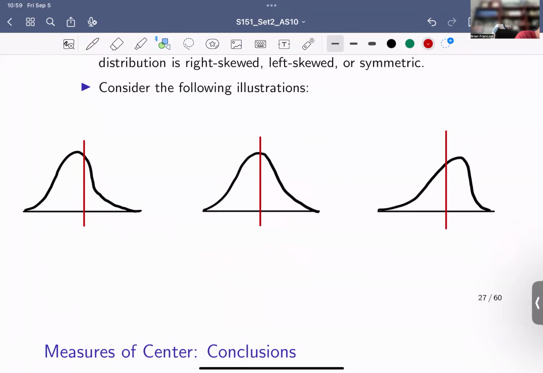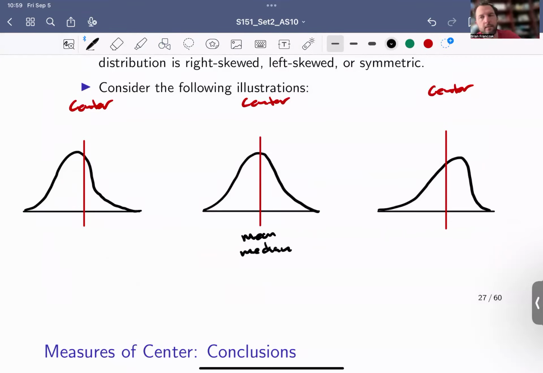Okay. You can kind of see why this is true based off of the location of the peak. Okay, so the red line is going to dictate center again for all three shapes. So this red line marks center. Okay. Now, in the case of a symmetric distribution, the mean and the median both sit exactly at the center. So if we have a distribution or a data set where we compute mean and median, and they are roughly equal in value, that's an indication of symmetry.